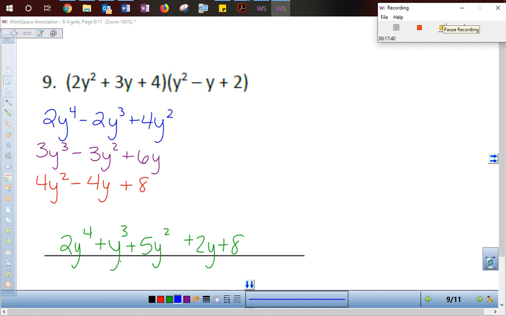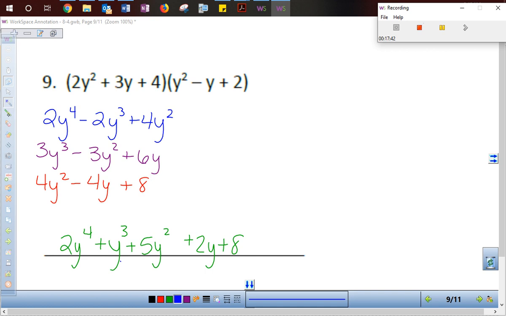So when you distributed your first term, you should have gotten 2y to the 4th minus 2y to the 3rd plus 4y squared. Your second term gets you 3y cubed minus 3y squared plus 6y, and your third term gets you 4y squared minus 4y plus 8.